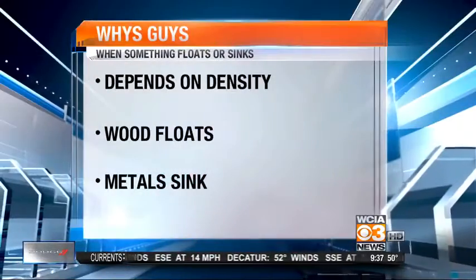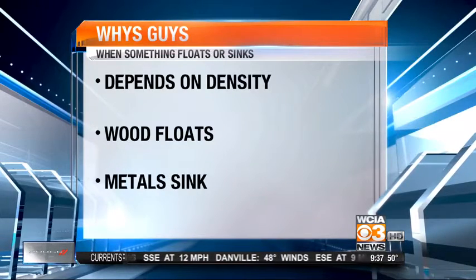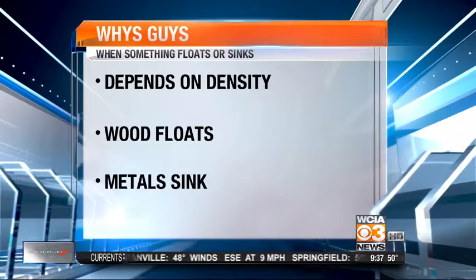Now, why things float and sink has to do with density. Density is how heavy something is, or how much mass something has for a given volume. For example, we know that if you put a piece of wood in a swimming pool, it'll probably float to the top if it's a pine or something like that. That's because the density of pine is less than the density of water.